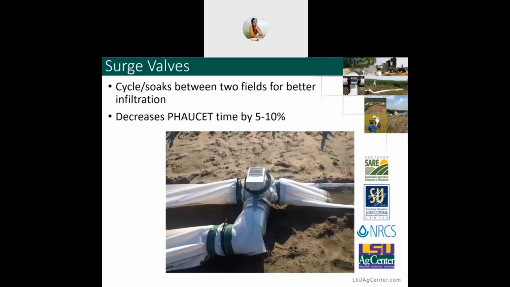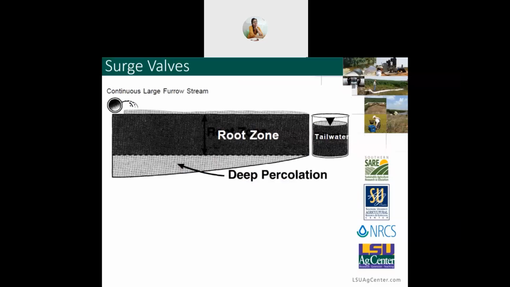That removes the difficulties with those long irrigation sets where you're reducing oxygen to the plant. That gives time for the water to soak in before it reaches the end. And then you have better infiltration and more even infiltration along the length of the field. Here's a visual example of that.